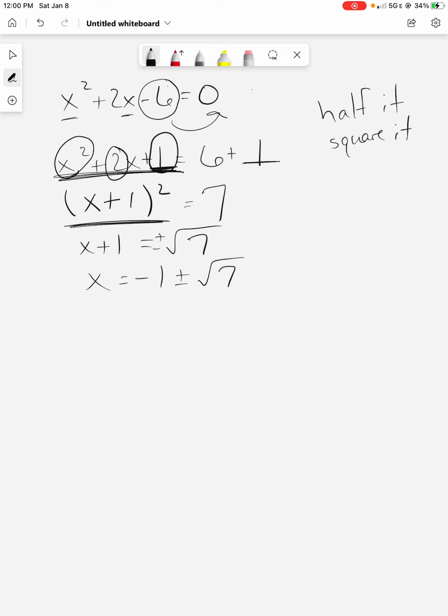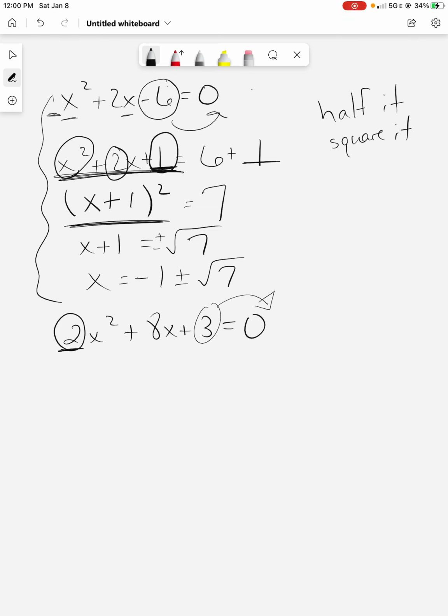Now, sometimes these problems will look like this, where this first number is not a 1. That changes slightly what we have to do, because the process that we went through here requires that you have a 1 in front of the x squared. So we just need to make this a 1 before we complete the square. So we're going to move the 3 over, just like we did previously. 2x squared plus 8x equals negative 3.